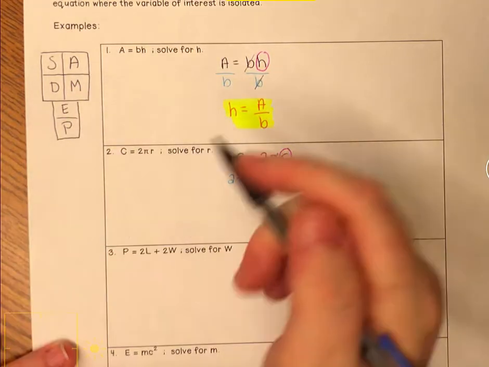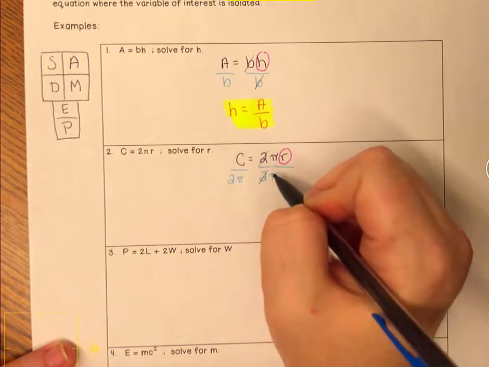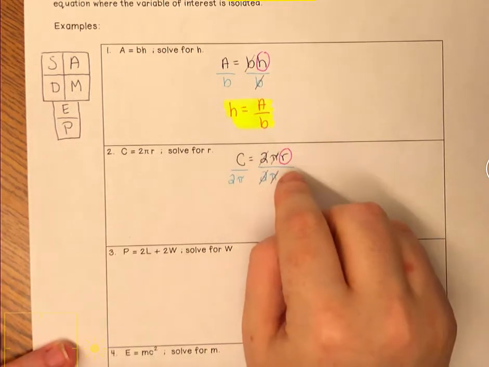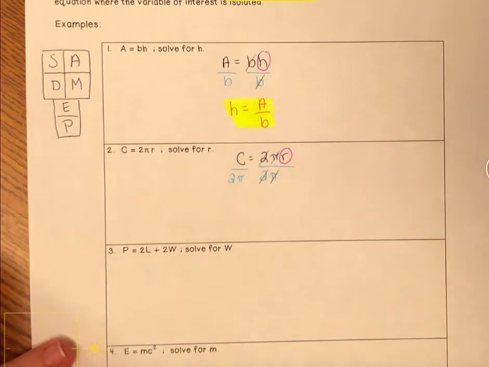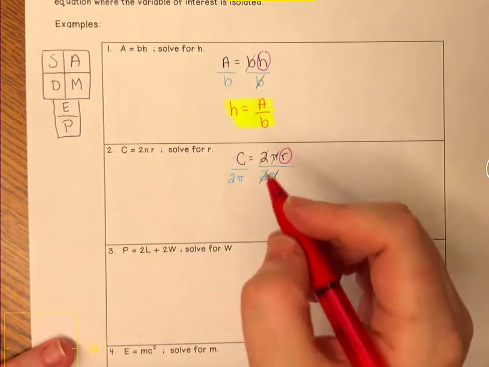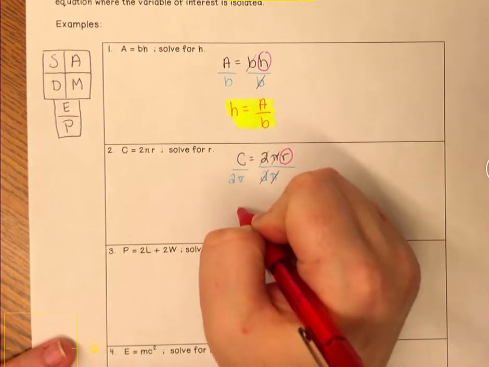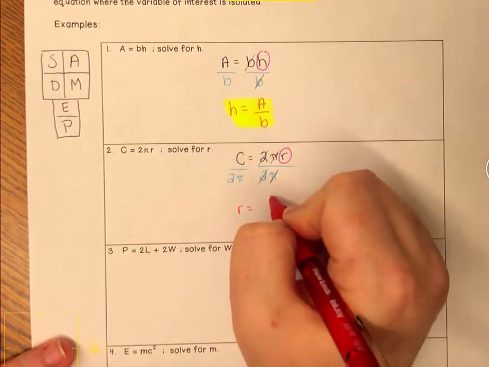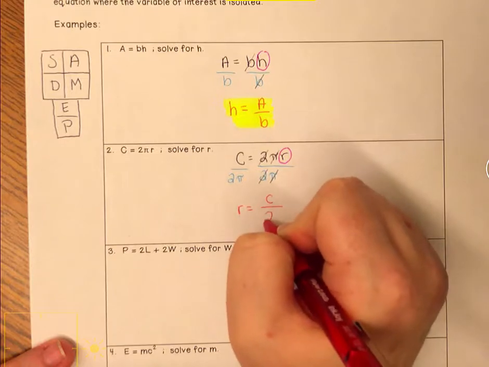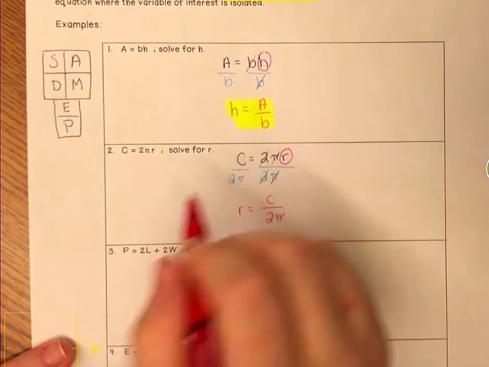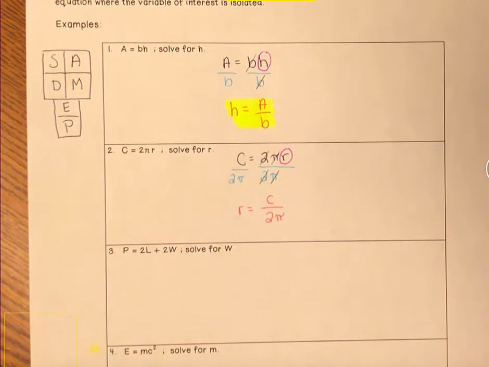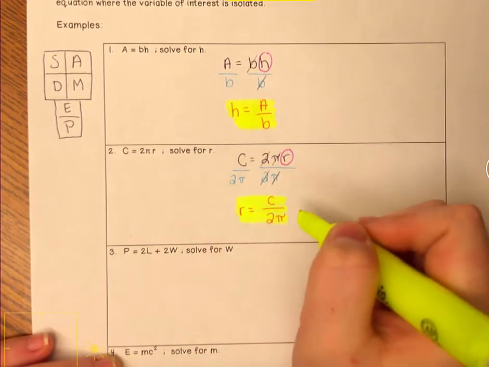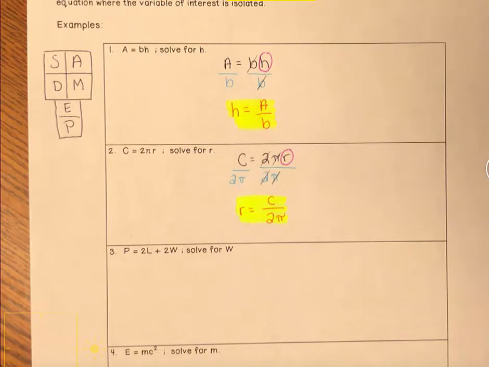So when I divide, 2 goes away with the 2, and pi goes away with the pi. Once I divide that, my circled r will be completely alone. Therefore, I will have my final answer. I'll just rewrite it as r equals C divided by 2 pi, because there's nothing else I need to do to simplify that. Then I can highlight this as my final answer.